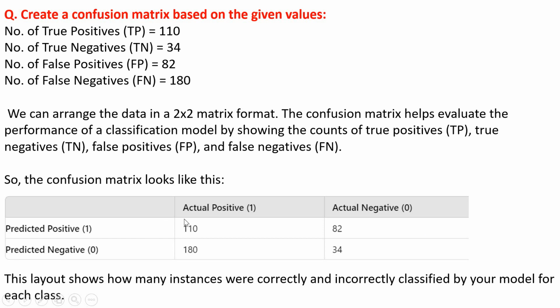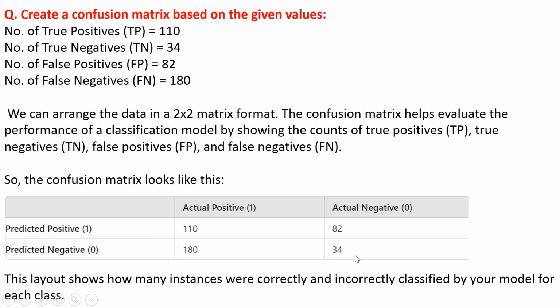Next is predicted negative and actual positive, means 0 and 1. See here it is 0, here is 1. They are not matching. Not matching means it is false, and what is the prediction? That is negative. So it is false negative, and 180 will be placed here. Last one, this one, 34. How do you get it? See here, predicted negative, and here 0 and here 0, both are matching, right? Both are matching means it is true, but prediction is negative. So the answer will be true negative. See here, true negative becomes 34.